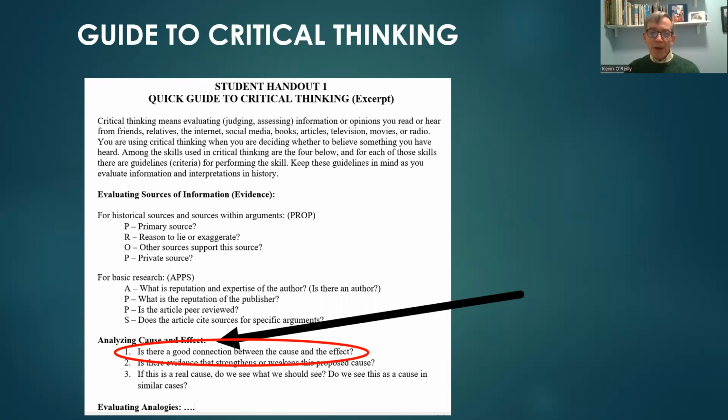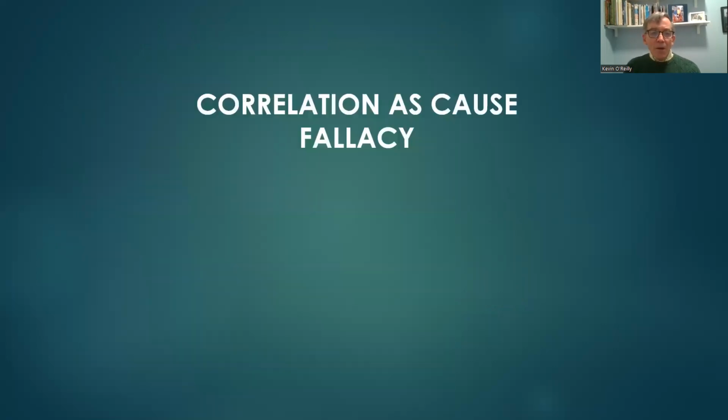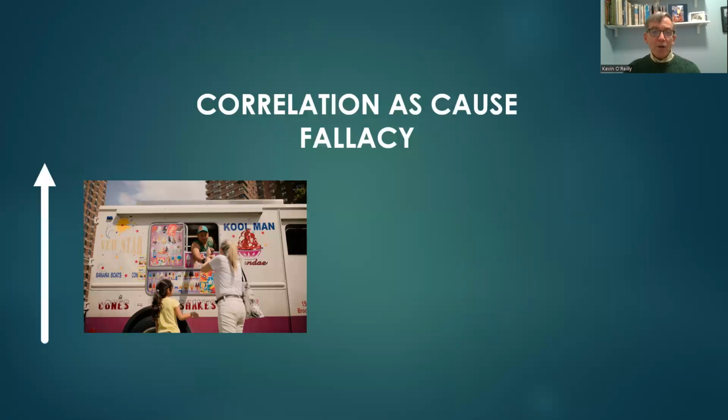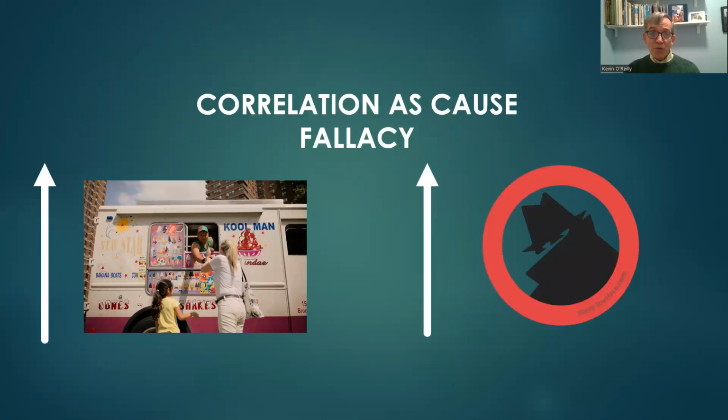We could just explain why a proposed cause is not well connected to the effect. For example, when ice cream sales rise, crime rates rise, which is true. Therefore, ice cream causes crime? It's actually the seasons. In the summer, ice cream sales and crime go up. That well-known correlation as cause fallacy is entertaining, but it doesn't get students to evaluate on their own the connections in cause and effect arguments.